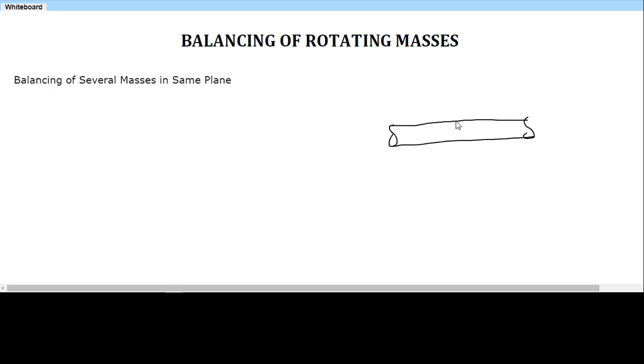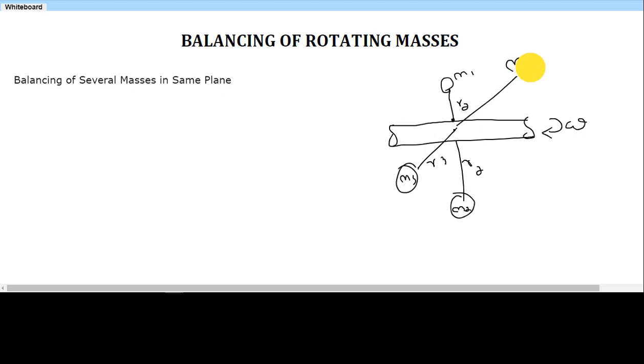That means at any one section of that pipe or rod, which is rotating at angular speed omega, there will be several masses attached at different radii of rotation, like this. But they will all be attached at the same point of contact, so they will all be in the same plane, like M3, R3. R3 is the radius of rotation, and there may be M4, R4.